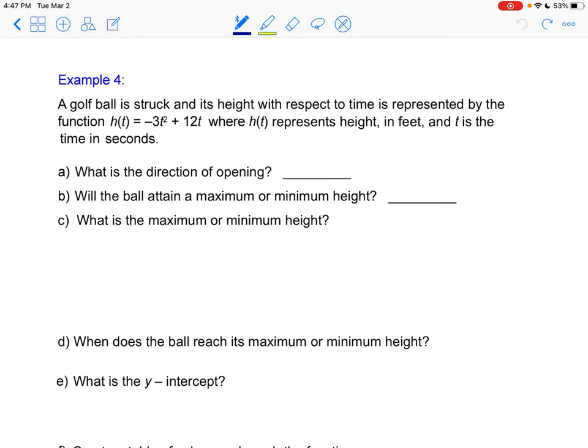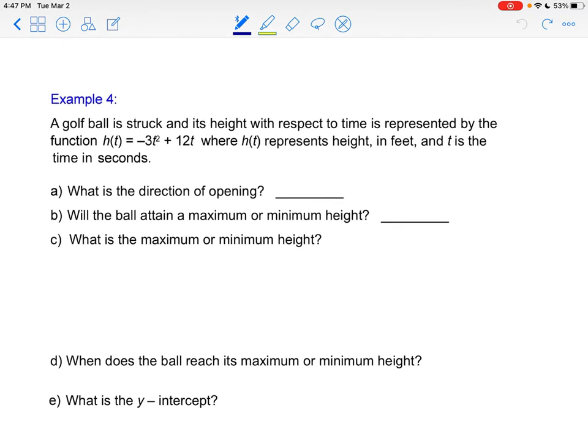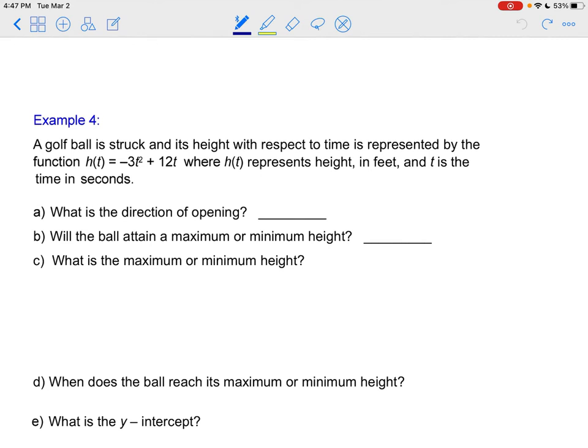It says a golf ball is struck and its height with respect to time is represented by the function h of t equals minus 3t squared plus 12t, where the function h of t represents height in feet and t is time in seconds. So hopefully you can picture this. We have a golf ball being struck from some spot, and it sails through the air like that. For those of you who have done physics, this is pretty much a projectile problem.